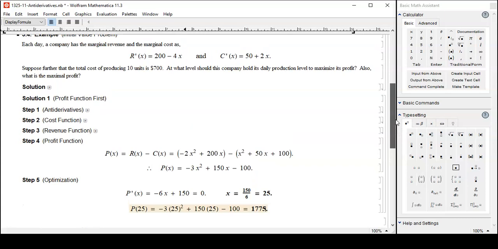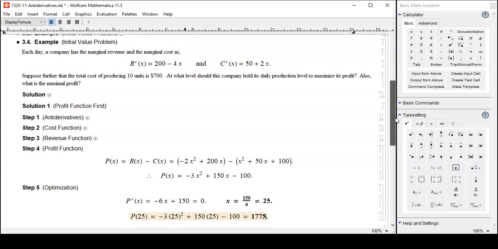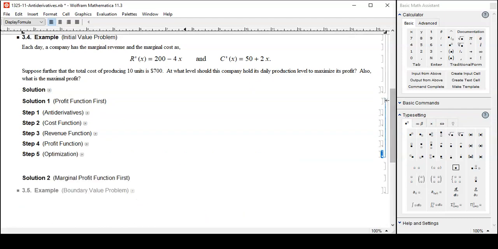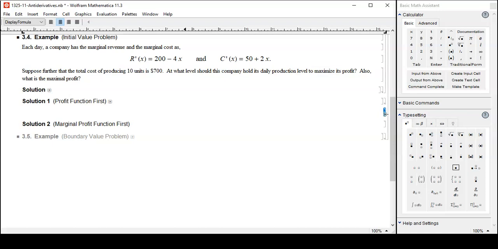1,775. And yes, looks like it's the dollar unit. So maximum profit each day is $1,775. That's one way to handle this. Now let's consider solution 2.